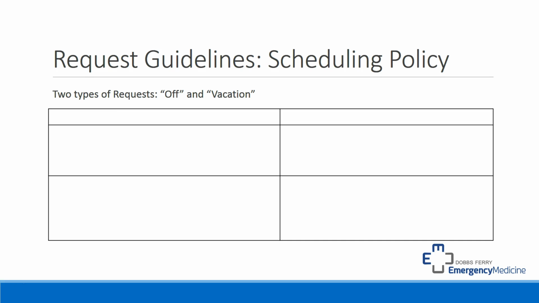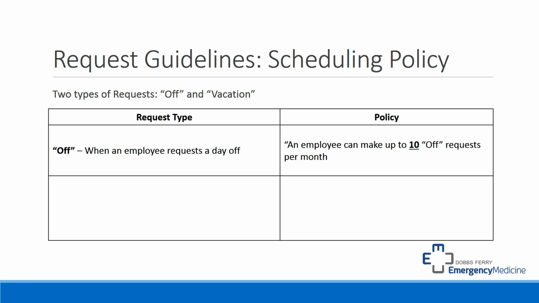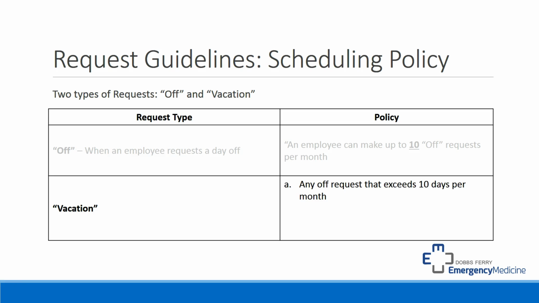Now let's relate the requests in Tangier back to our new scheduling policy. As you saw in Tangier, there are two types of requests: off requests and vacation requests. An off request is simply when you request a day off. Our policy states that an employee can make up to 10 off requests per month. A vacation request, as per our policy, is any off request that exceeds 10 days per month or any consecutive off request greater than or equal to 5 days.